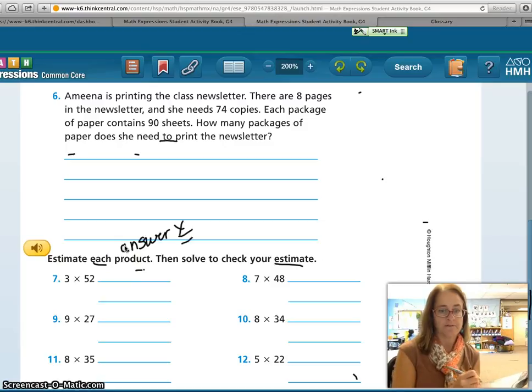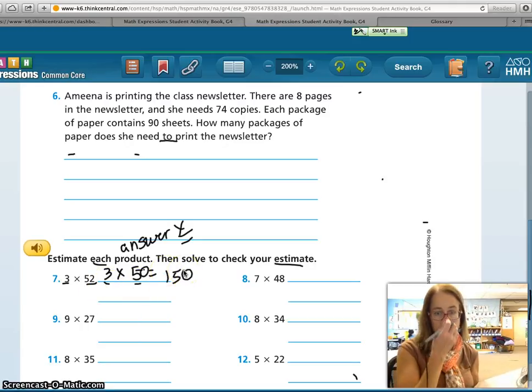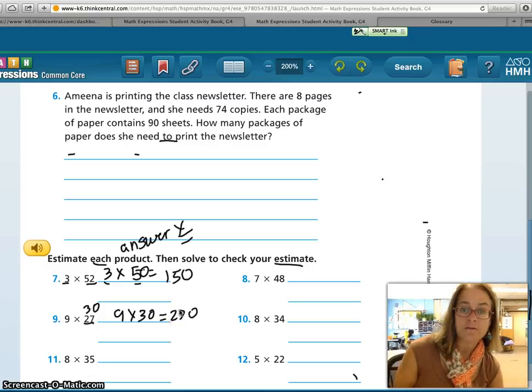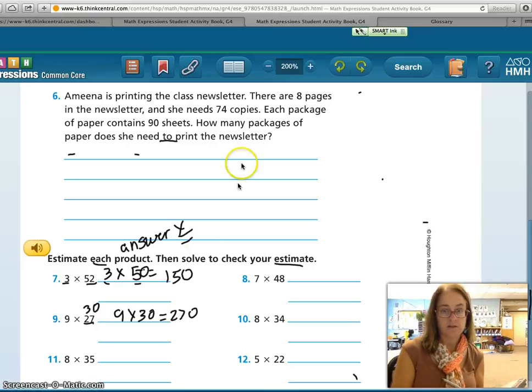You need to make sure you have that stuck in your brain. Okay, so we're going to do an estimate. 3 times 52. We know that 52 is close to 50, so 3 groups of 50, and then it says that we should do that, and it should be 150. Okay, again, 27 is close to 30, so my problem is 9 groups of 30, and my answer would be 270.